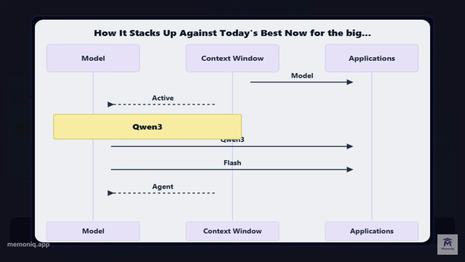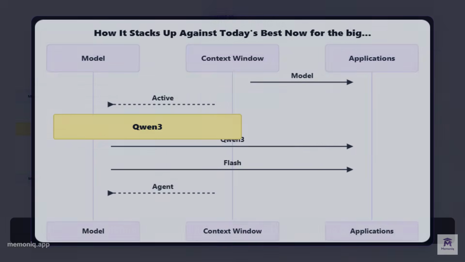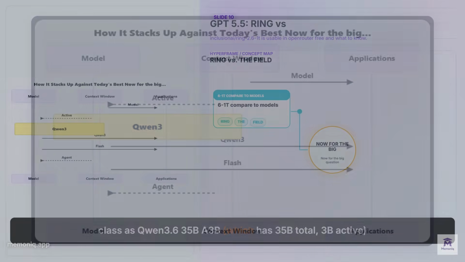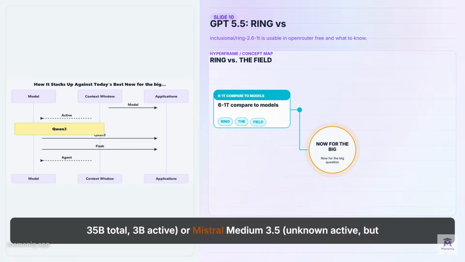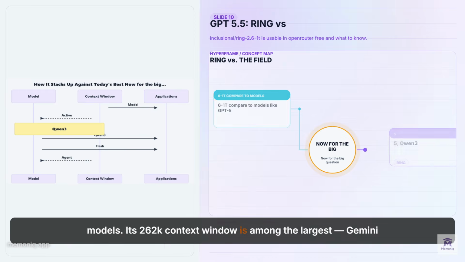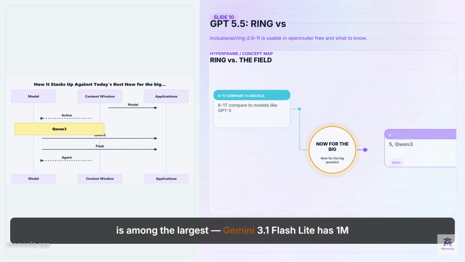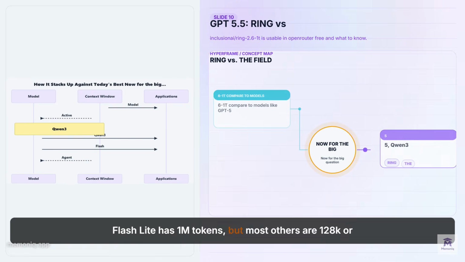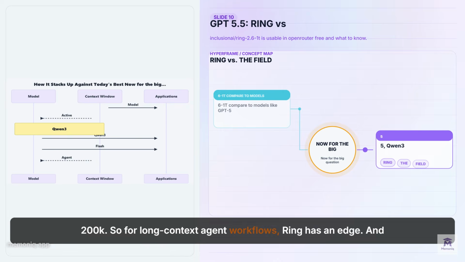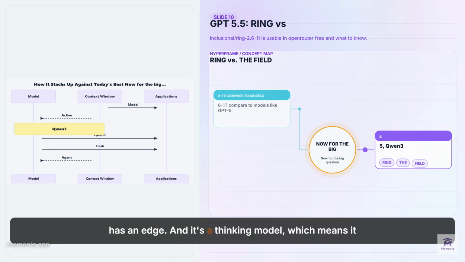What we know: 2.6-1T has 63B active parameters, which puts it in the same compute class as Qwen 3.6 355B at 3B active, which has 35B total, or Mistral Medium 3.5, unknown active, but similar total size. It's smaller than GPT 5.5 in active parameter count, but larger than most Flash models. Its 262K context window is among the largest. Gemini 3.1 Flashlight has a larger one, but most others are 128K or 200K. So for long context agent workflows, Ring has an edge.